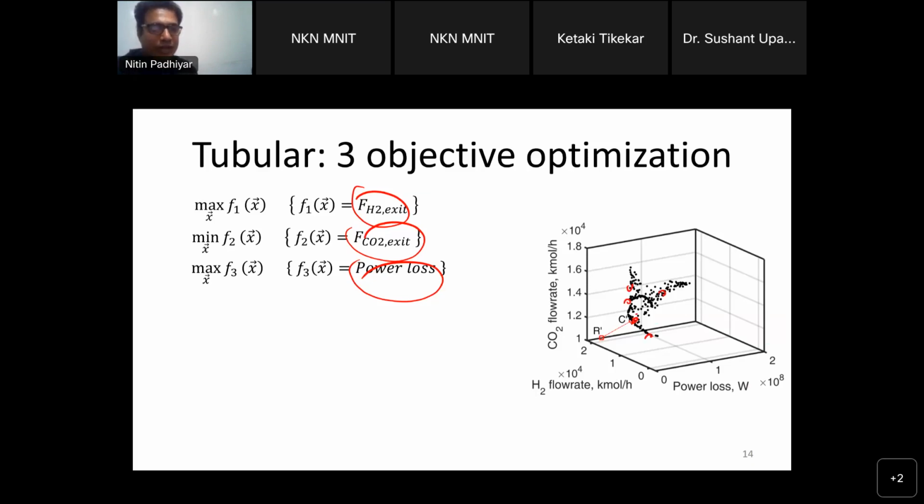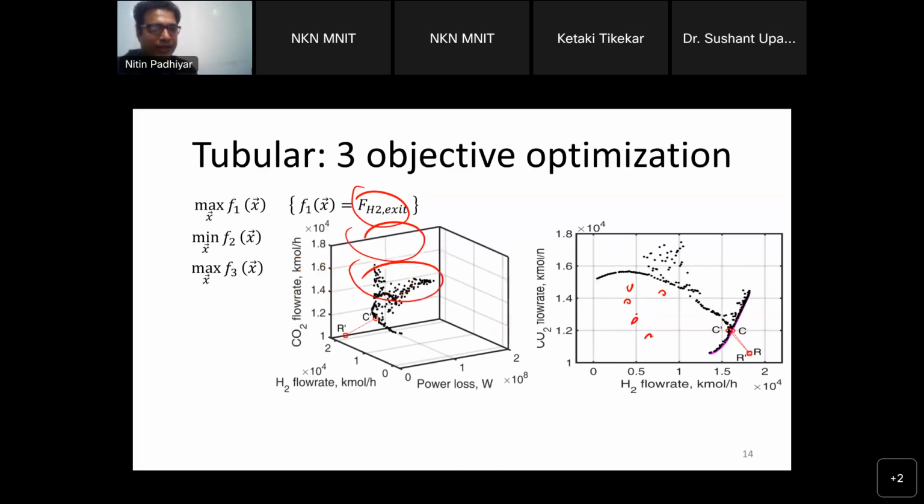If I give these solutions to a design engineer or even the operator, they will be extremely happy: oh, this is what I want, because now I know that if I want maximum hydrogen, how much corresponding carbon dioxide emission I'll get and how much power loss I have to afford, right? And vice versa.